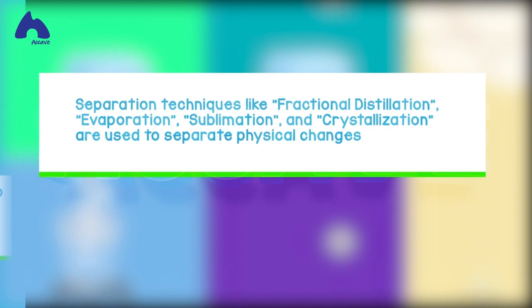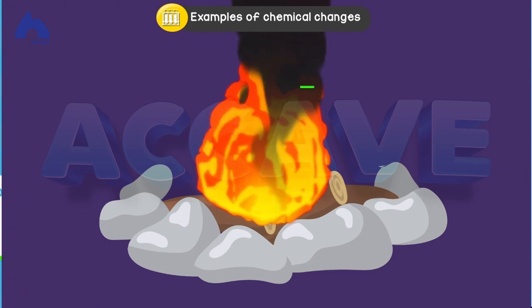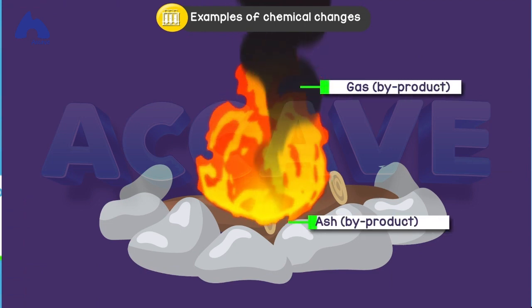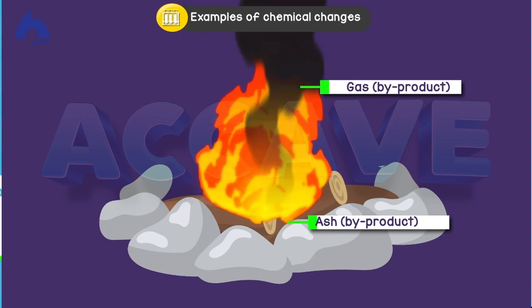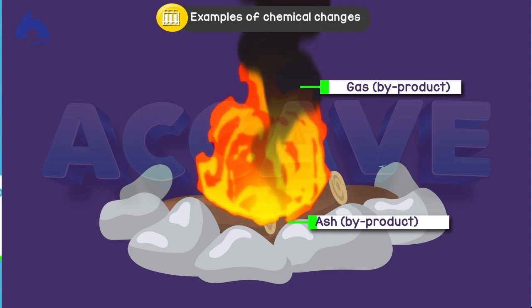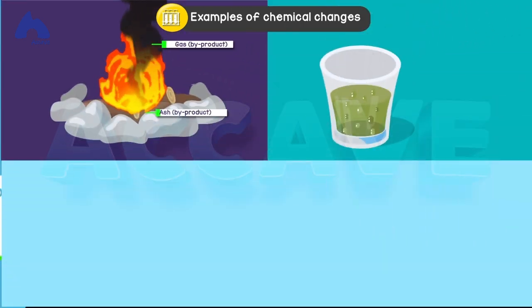Now, can you guess with examples what chemical changes are like? A very good and common example would be when wood burns. When wood burns, it does so to produce gases and ash, and this wood cannot be gotten back again. In other words, the change cannot be reversed. Other examples of chemical changes include when a metal or limestone dissolves in acid.